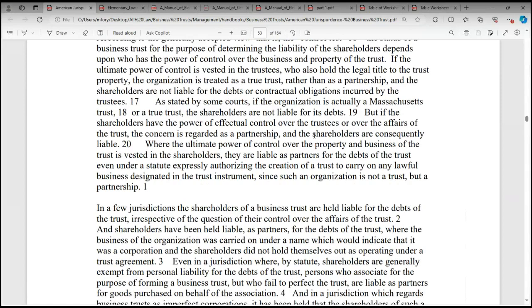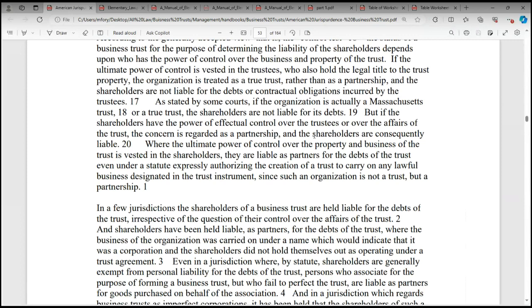Powers of corporation, powers of partnership, powers of association, whatever, right? If the ultimate power of control is vested in the trustees who also hold the legal title to the trust property, the organization is treated as a true trust rather than as a partnership, and the shareholders are not liable for the debts or contractual obligations incurred by the trustees. As stated in some Supreme Courts, if the organization is actually a Massachusetts trust or a true trust, the shareholders are not liable for its debts.